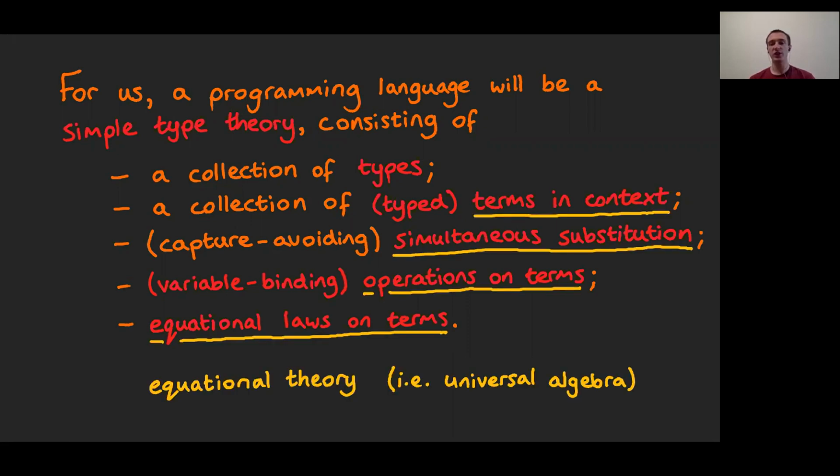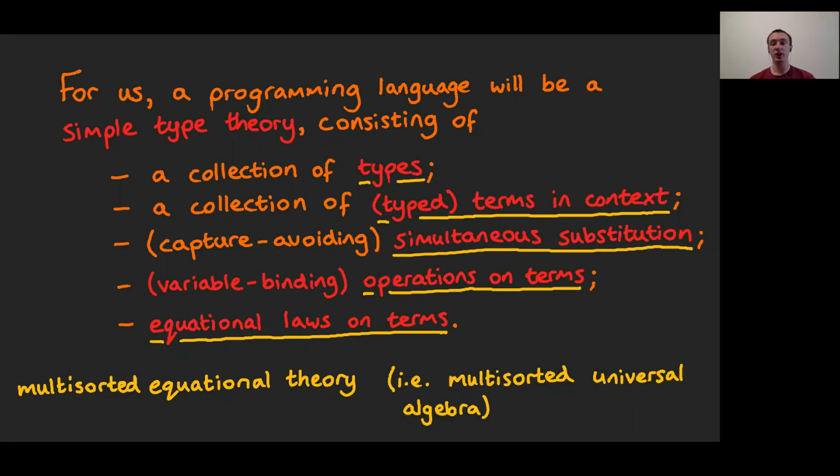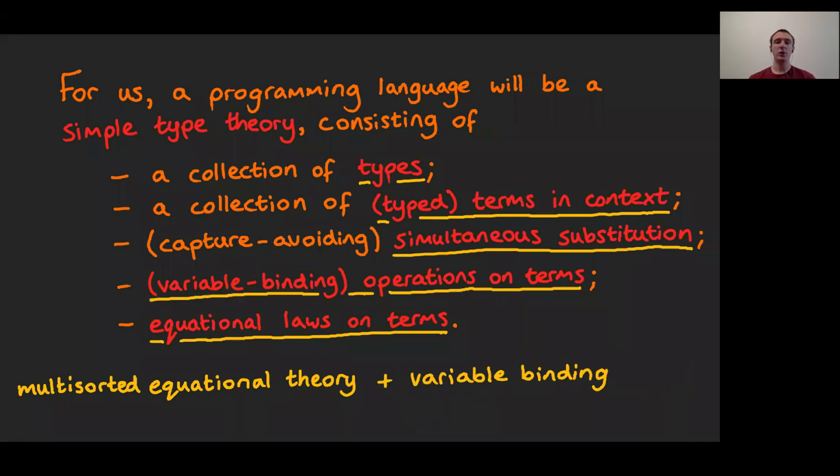So note that if we just consider the subset of this structure, consisting of the terms, the simultaneous substitution, the operations, and the equational laws, we get what's known as an equational theory, which is a concept from universal algebra. So this dictates the structure of things like groups, rings, monoids, and so on. And if in addition we consider types, then we get a multisorted equational theory. And we additionally cover things like modules for rings, group actions, monoid actions, and so on. So by simple type theory, we really mean a multisorted equational theory with variable binding operators.